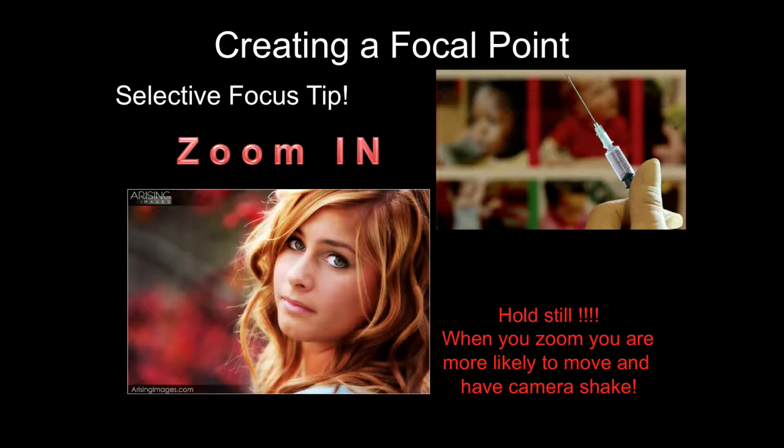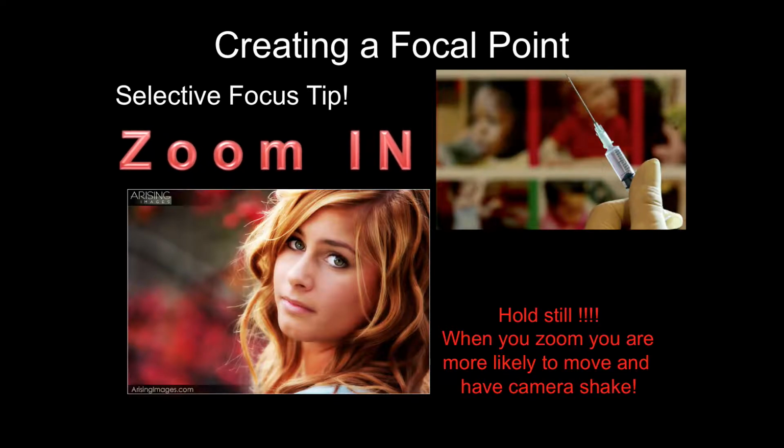Another thing to do if you're trying to do selective focus, put it in portrait mode and then zoom in. Use your zoom, and you're going to get the really soft focus like this one. If you just get it a little bit out of focus, it really doesn't do what you want it to do. And again, when you zoom in, hold still. Make sure you don't have camera shake. If you do, get a tripod or get some more light. Okay.